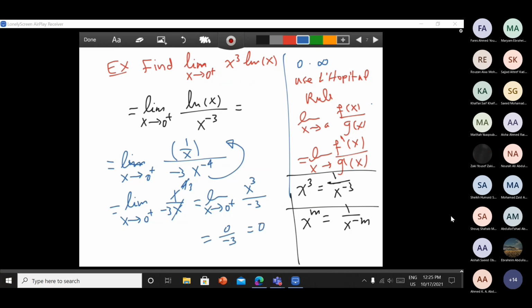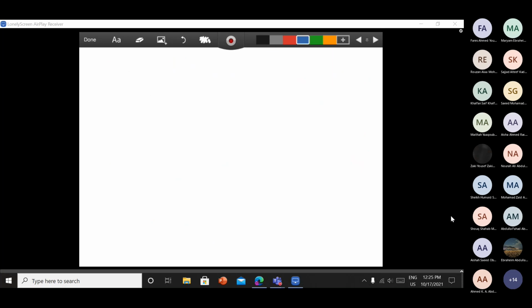The main point is to get these cases into a rational function, so you have to know the power rule, okay? And this is the case. Now let's have another one.